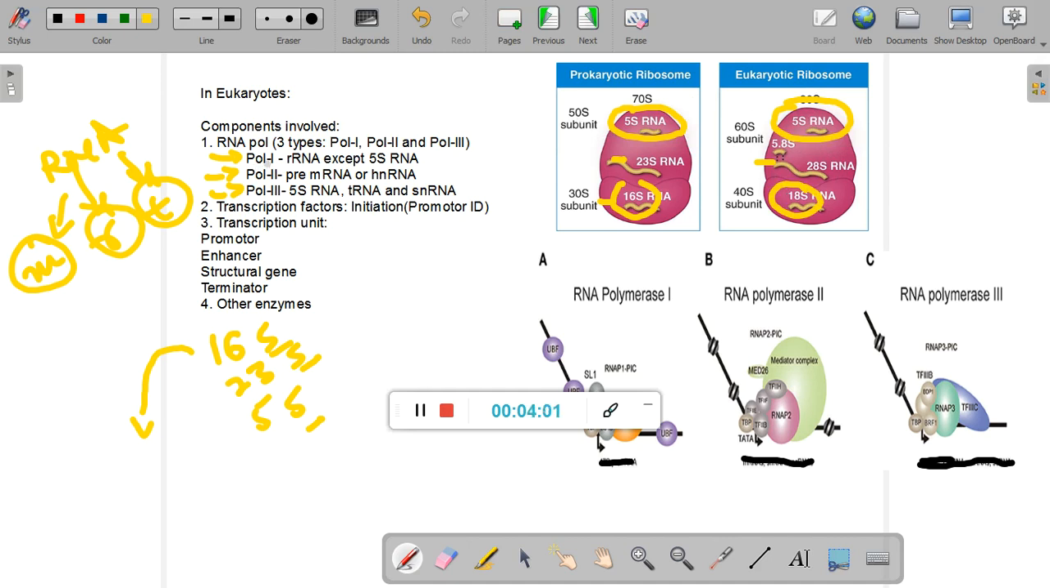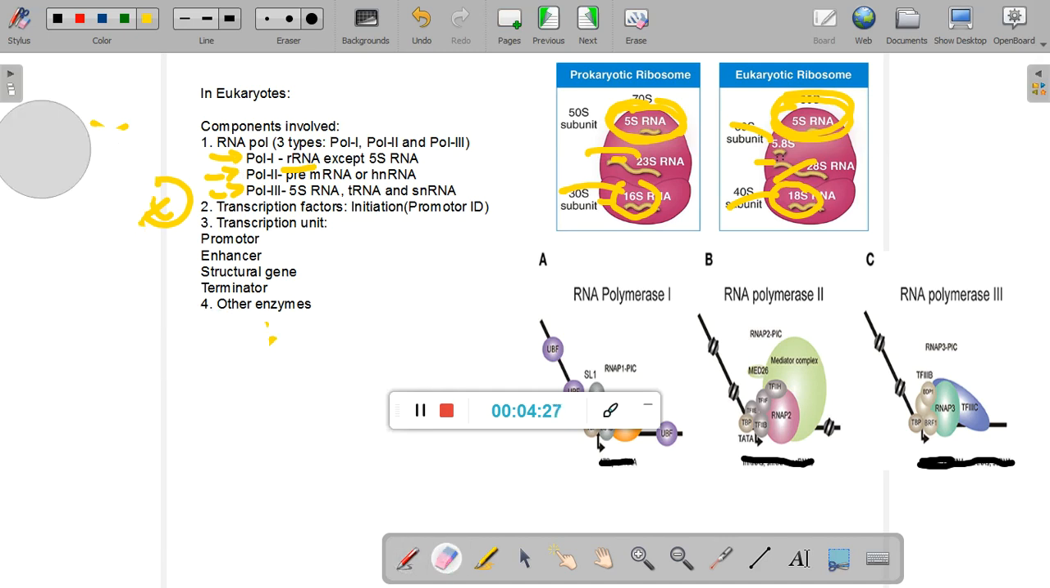RNA polymerase 1 is more important to us. What is its function? It basically synthesizes ribosomal RNA, which means all of these RNAs will be synthesized: 23S, 16S, 18S, 28S, 5.8S. All of these RNAs are synthesized by polymerase 1. The only ribosomal RNA it cannot synthesize is the 5S RNA molecule. This is what was important for us to know. That is why I spoke at such length, so that you could understand the function of RNA polymerase 1.